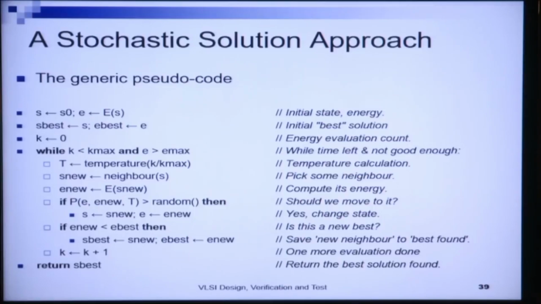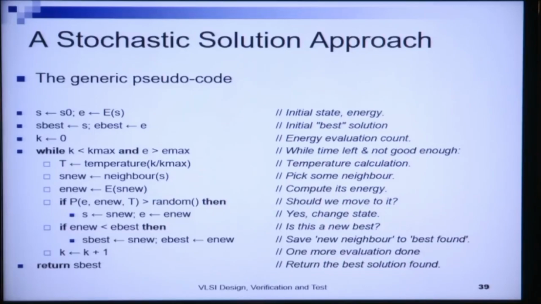Now initially, because S is the only solution that I have, the only merging, and E is the only cost that I have, the current best state and the current best cost are S and E. So I allocate S best equals S, and E best, that is area cost, equals E. So the initial best cost solution is noted here. Now we have an energy evaluation count. Basically this is a counter of how many iterations the algorithm will move through.